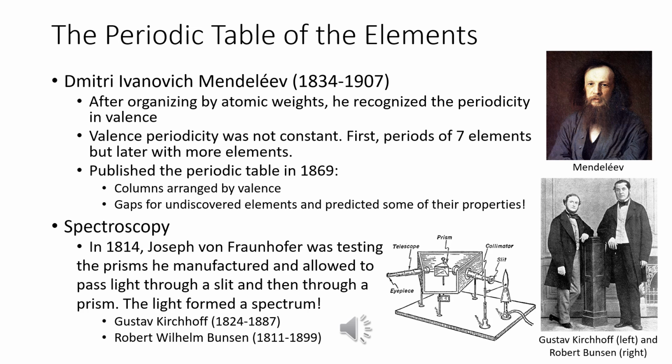At the time, spectroscopy was a new technique. It was just under development, and we can say it started in 1814 with Joseph von Fraunhofer, who was testing the prism he was producing. What he did was allow light to pass through a slit and then through the prism. With this, he could produce what we know today as a spectrum.